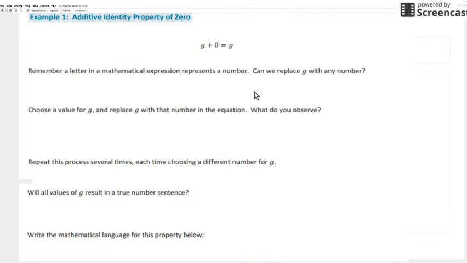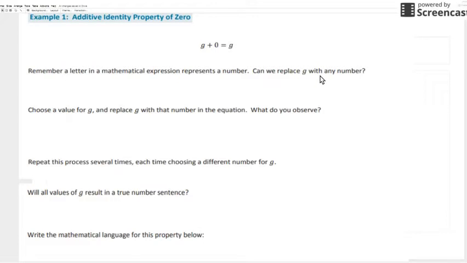All right, hello students. Today we're moving on to example number 1, the additive identity property of 0. If we look down here, it gives us one of the examples we had in the opening exercise, where G plus 0 equals G. So we look at the first part and discuss what the additive identity property of 0 actually means. It says remember a letter in a mathematical expression represents a number. So this G here represents a number, any number.